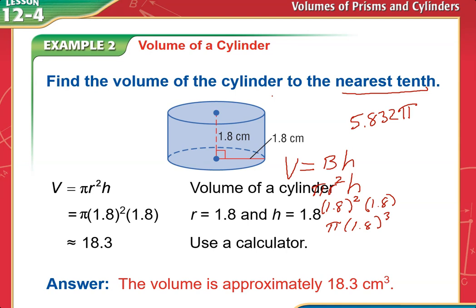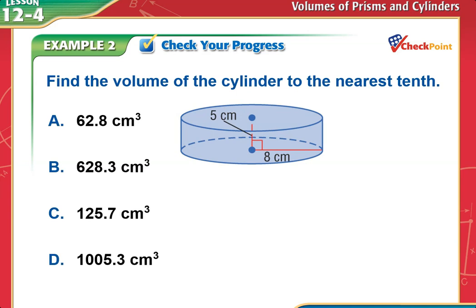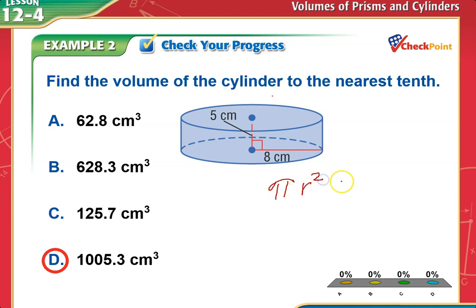Alright, go ahead and find the volume of the next problem, and you can pause your video to see if you can get the answer right. Good, you got 1005.3, you are correct. So how do we get that? Well, we're going to take our pi r squared times height. Well, what's my r? My r is 8. That's 64. Then we're multiplying 64 by 5, and then multiplying by approximately 3.14.